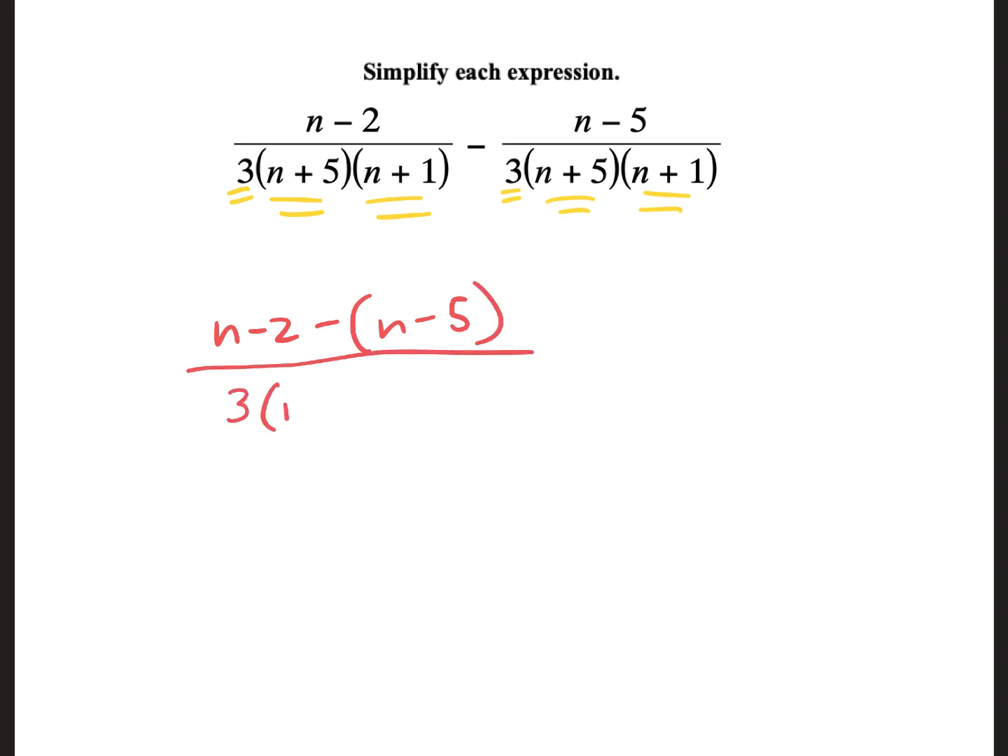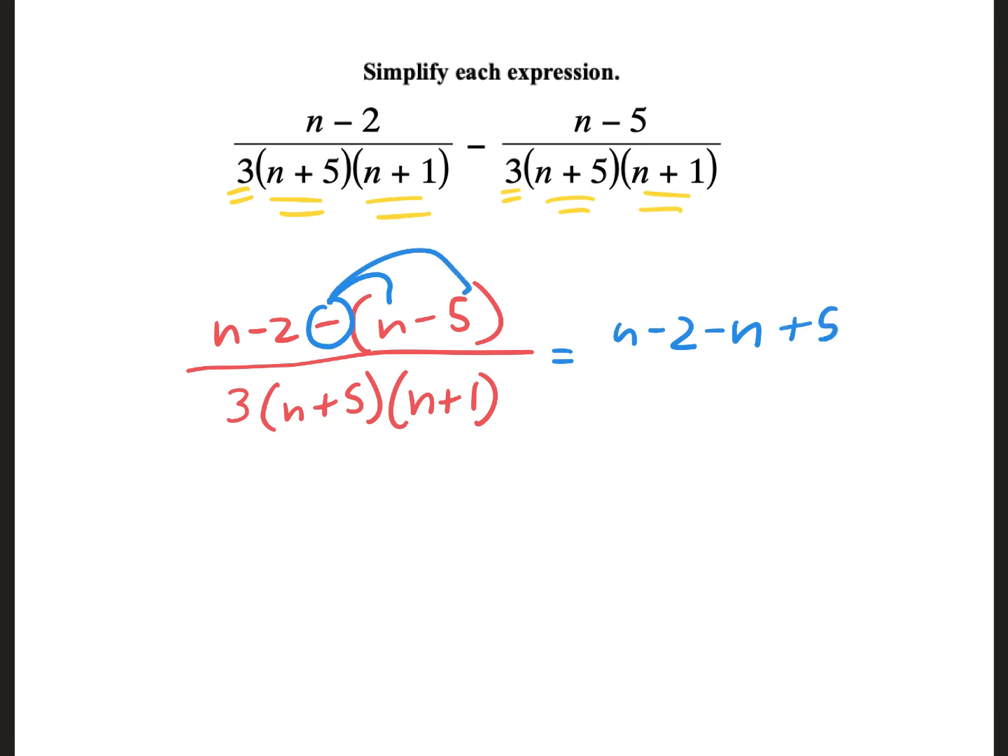All of that divided by 3 times n plus 5 times n plus 1. The big deal with your subtraction is you need to distribute that negative. So I'm still going to have n minus 2 to start, and then I'm going to do a negative times a positive n, which gives me minus n, a negative times negative 5, which gives me plus 5, all over that same denominator.